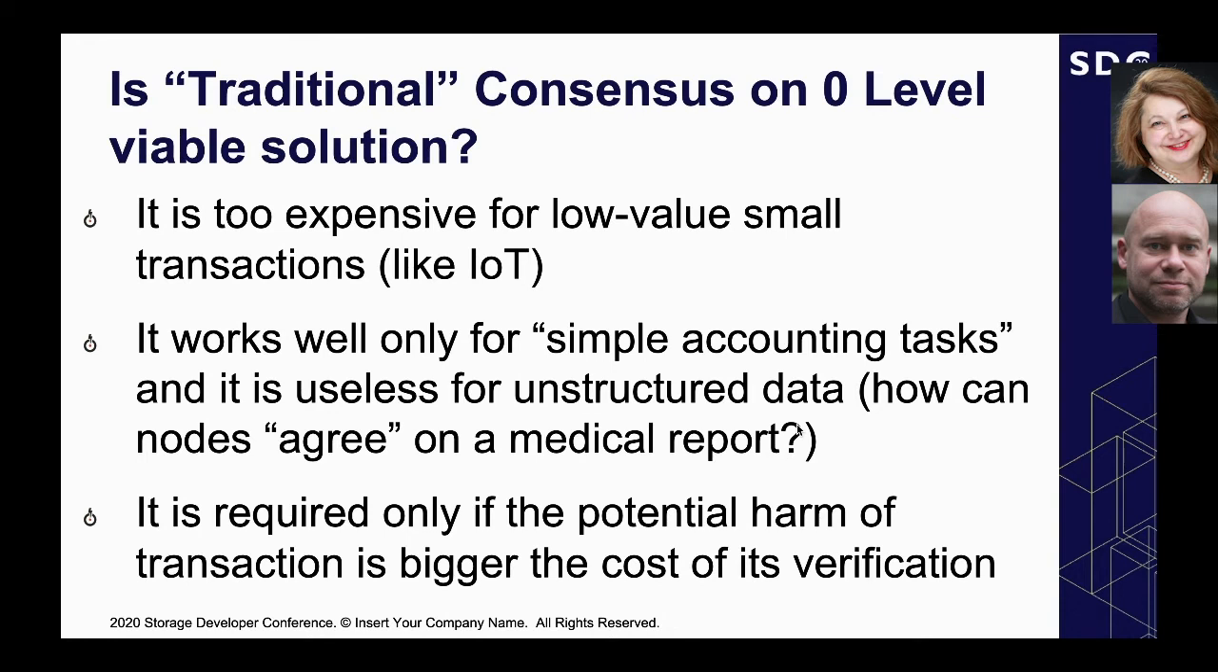Third, the purpose of consensus is to prevent potential harm by validating the transaction. So here we have two variables, the cost of the potential harm and the cost of its prevention. We definitely want to use consensus only and only if the cost of the harm is bigger than the cost of its validation, which is not always the case.